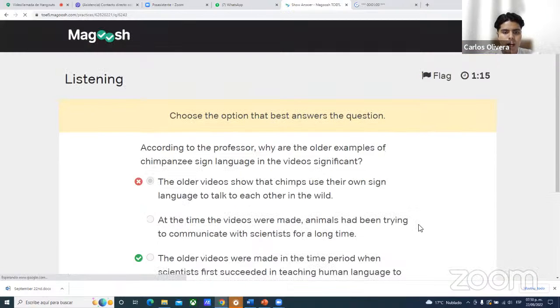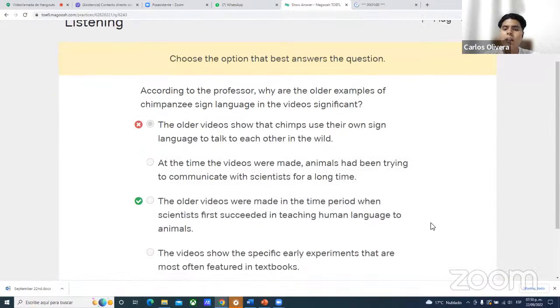Number 2. According to the professor, why are the older examples of chimpanzee sign language in the videos significant? And the correct answer was that the older videos were made in a time period when scientists first succeeded in teaching human language to animals.